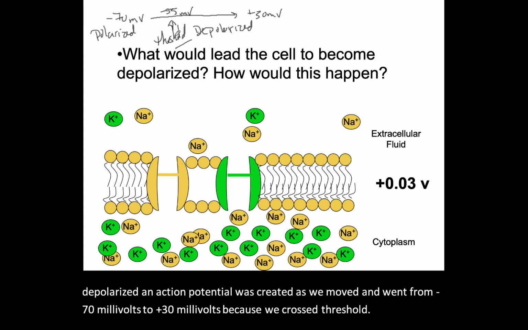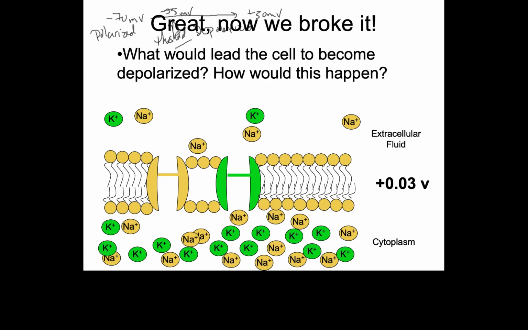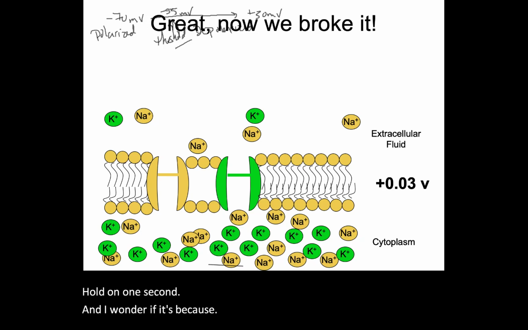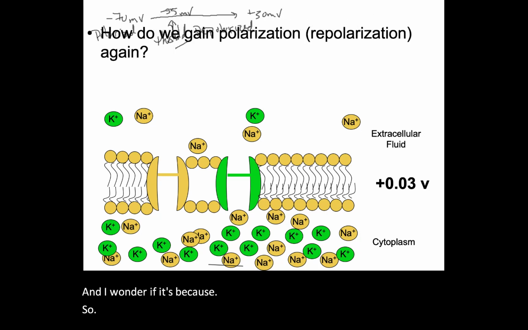So let's go ahead and continue with this, and let's see what happens next. Now, right now we're at positive 30 millivolts. Our membrane has depolarized. We've broken the membrane. It's no longer polarized. Right? We've depolarized the membrane. We're at positive 30 millivolts. Let's look to see what happens. All right? The question is, how do we regain polarization? How do we get back to resting membrane potential?